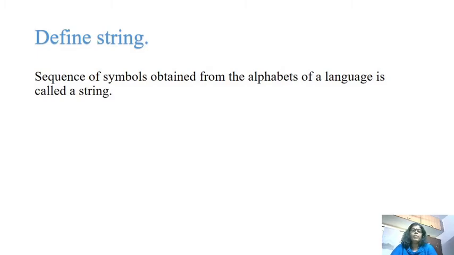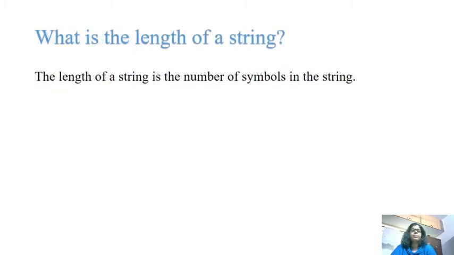Define a string. What is a string? The sequence of symbols obtained from the alphabet of a language is called a string. It is a set or sequence of symbols obtained from the alphabet of a language. What is the length of a string? The length of a string means the number of symbols in the string. If there are 2 symbols in it, we say the length is 2. For example, 0 1 is a string; here 0 and 1 are present, so the length is 2.